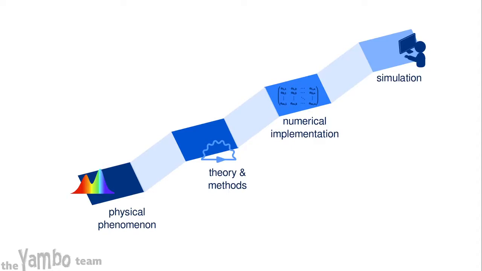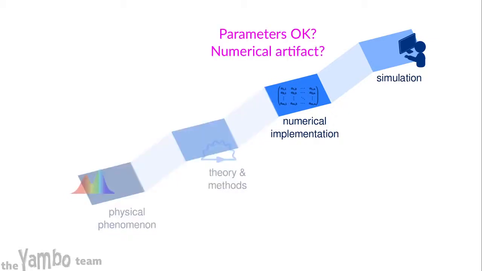After this whole process, one gets their output. Is that what one expected? Yes, no? If not, there are many points where it could go wrong. Let's review the process, starting from the last part, the simulation and the numerical approach. Are the numerical parameters well chosen? Is the result well converged with respect to the parameters? Are there any artifacts due to some numerical approximation or approaches?